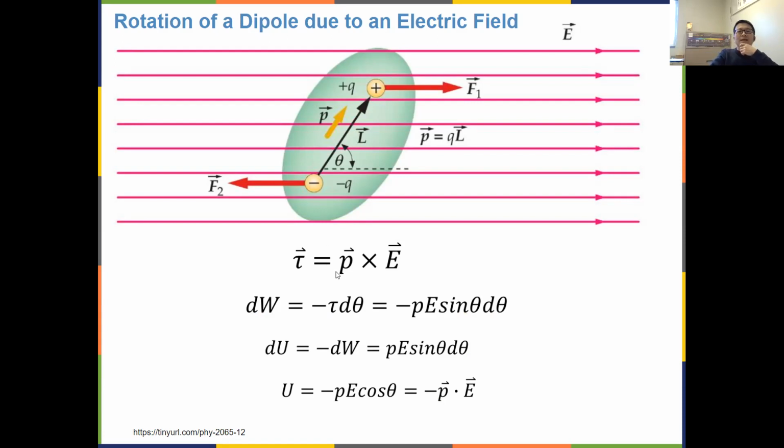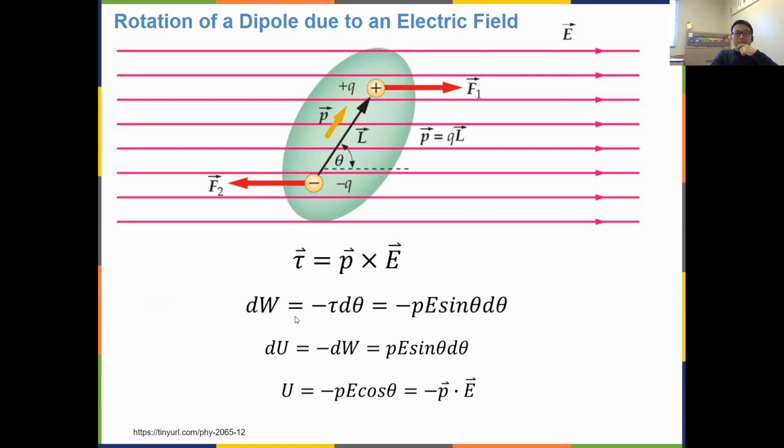So the torque in this case is equal to P cross E. It's force times the length, right? The length will be L, and the force will be equal to Q times E on each of them. With the axis of rotation at the center, r will be equal to half of L for one of the charges, and for both charges they add up, multiplied by 2. So it ends up with Q times E times L, where Q times L is the dipole P. So P cross E.